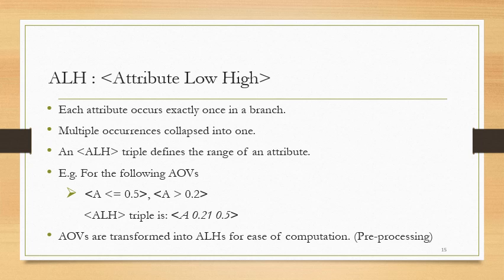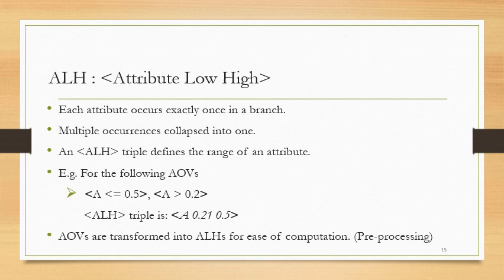Now, since AOVs have those operators with them, it was very difficult to mathematically derive something out of those operators. So to simplify the whole process, we have converted those AOVs into ALH triples. ALH basically means that we have set the range of the attribute. For instance, if we talk about the attribute A, we can say that the range of the attribute is, say, from 0 to 0.5, or maybe 0.2 to 0.7.